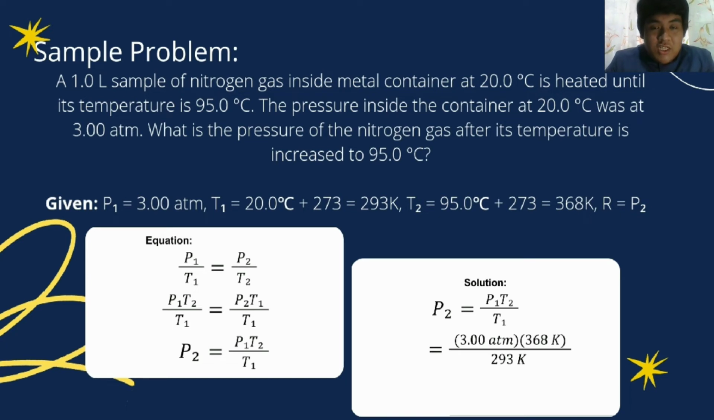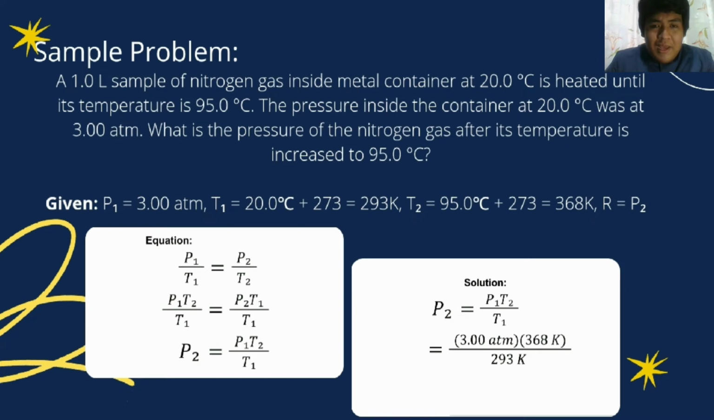So the initial pressure is 3 atm. Our initial temperature, we need to convert it into Kelvin. So we need to add 273. So 20 degrees Celsius plus 273 equals 293 Kelvin. Our final temperature is equal to 95 degrees Celsius plus 273, and we will have 368 Kelvin. So our unknown is our final pressure, which is P sub 2. So let's go ahead to our equation.